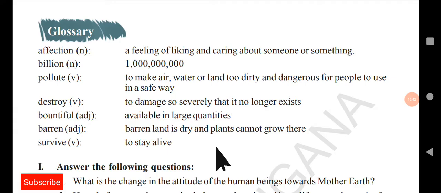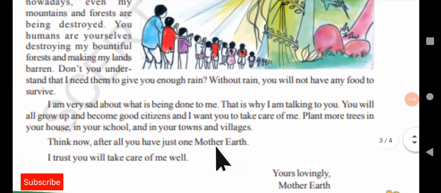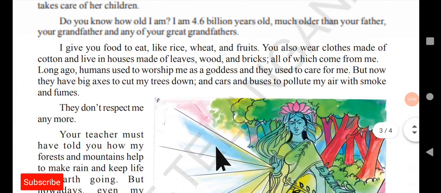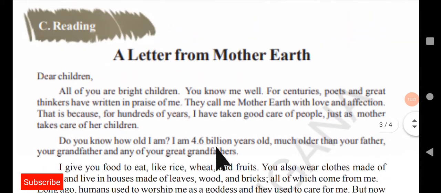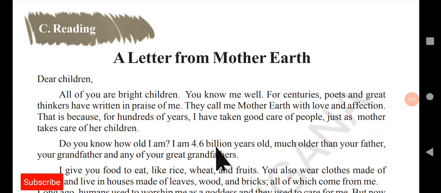Survive: to stay alive. So this glossary is very important for you TET-DSC aspirants, and also this letter is not only for the children but also for everyone who is listening to this video, irrespective of any age you are. So we all have to save our Mother Earth from its destruction.